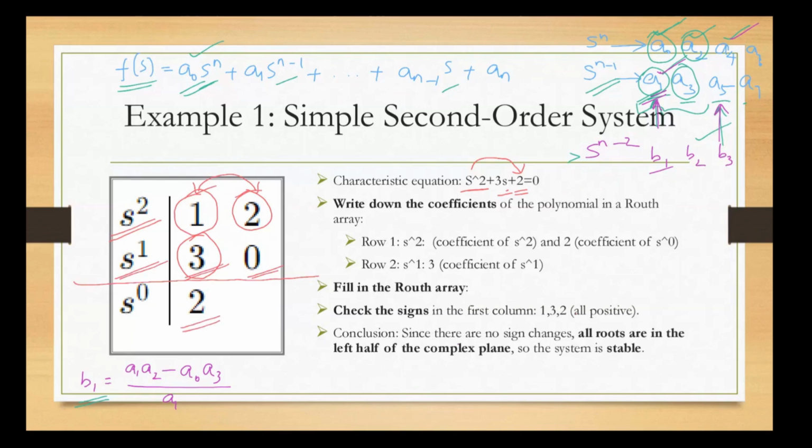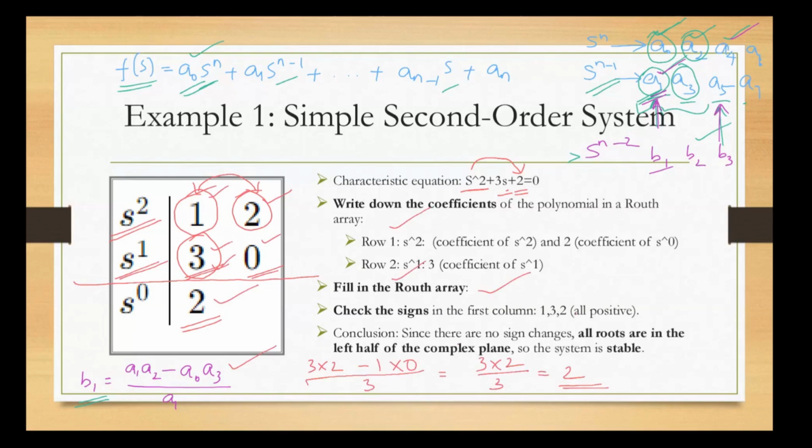Now to calculate this element, we will use this formula. So that is 3 multiplied with 2 minus 1 multiplied with 0, divided by this element 3. That is nothing but 3 into 2 divided by 3, which is 2. That is how we got this element 2. That is how we fill up the rows. So row 1 and row 2 are filled, and we have filled the other rows of the Routh table.